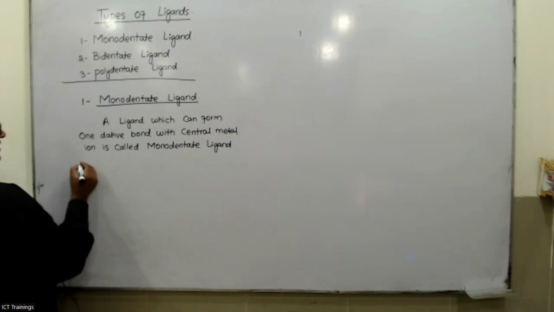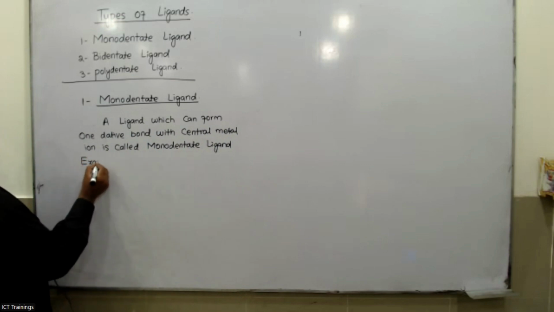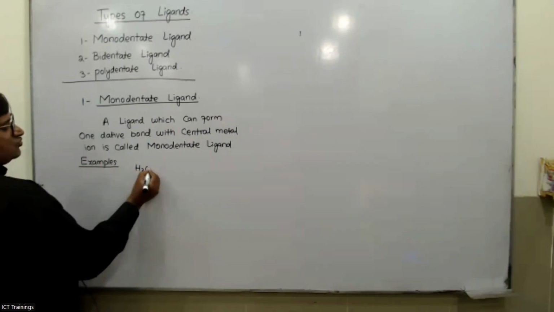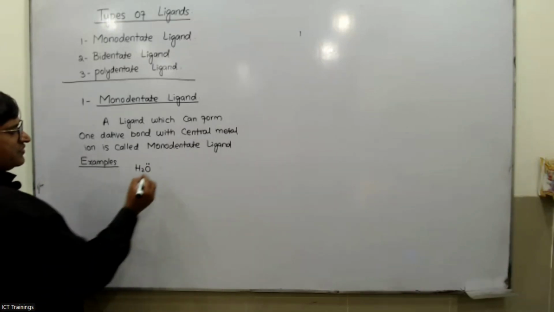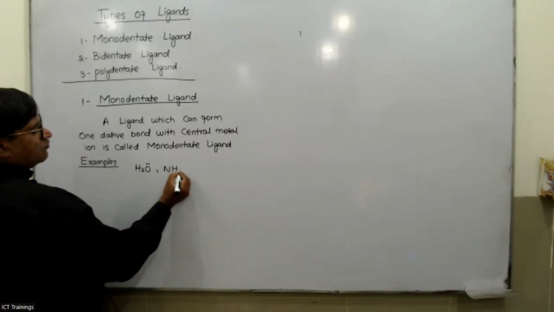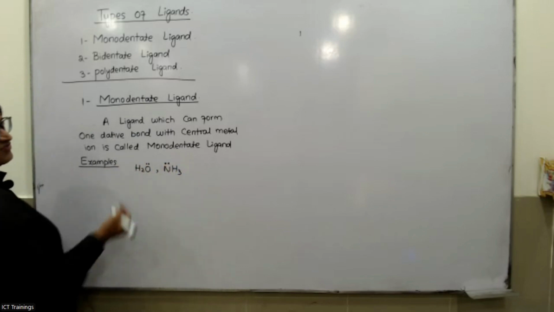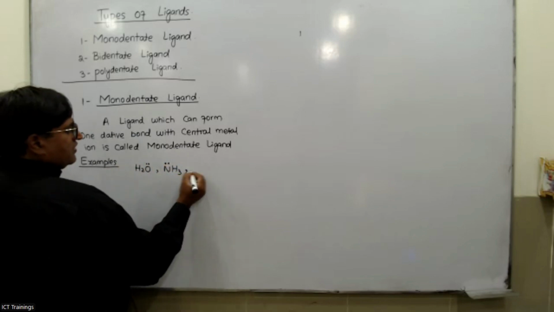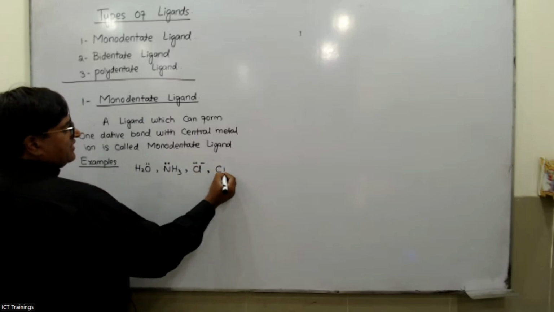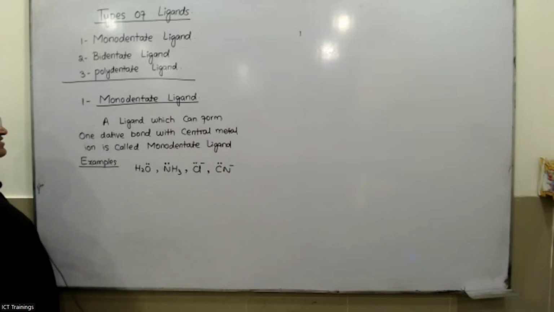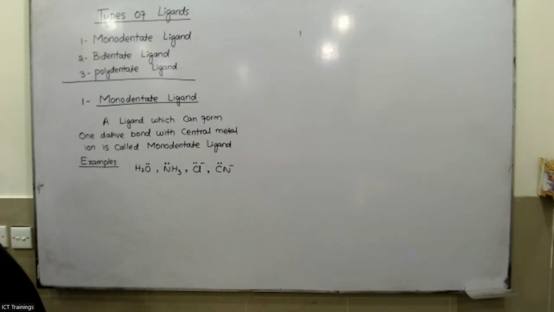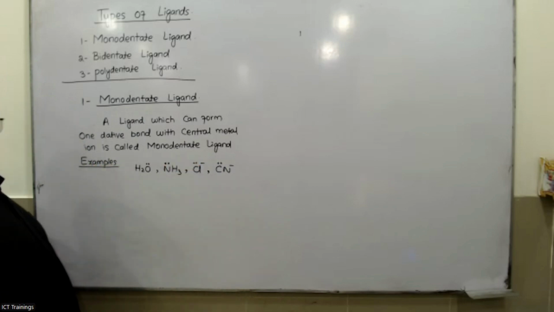The examples of the monodentate ligand are water, H2O, where the oxygen of the water can form only one dative bond. The second example is ammonia, NH3, which can form one dative bond. The next example is Cl minus, it can form one dative bond. The next example is CN minus, it can form one dative bond. So all these are monodentate ligands. They can form one dative bond with the central metal ion.